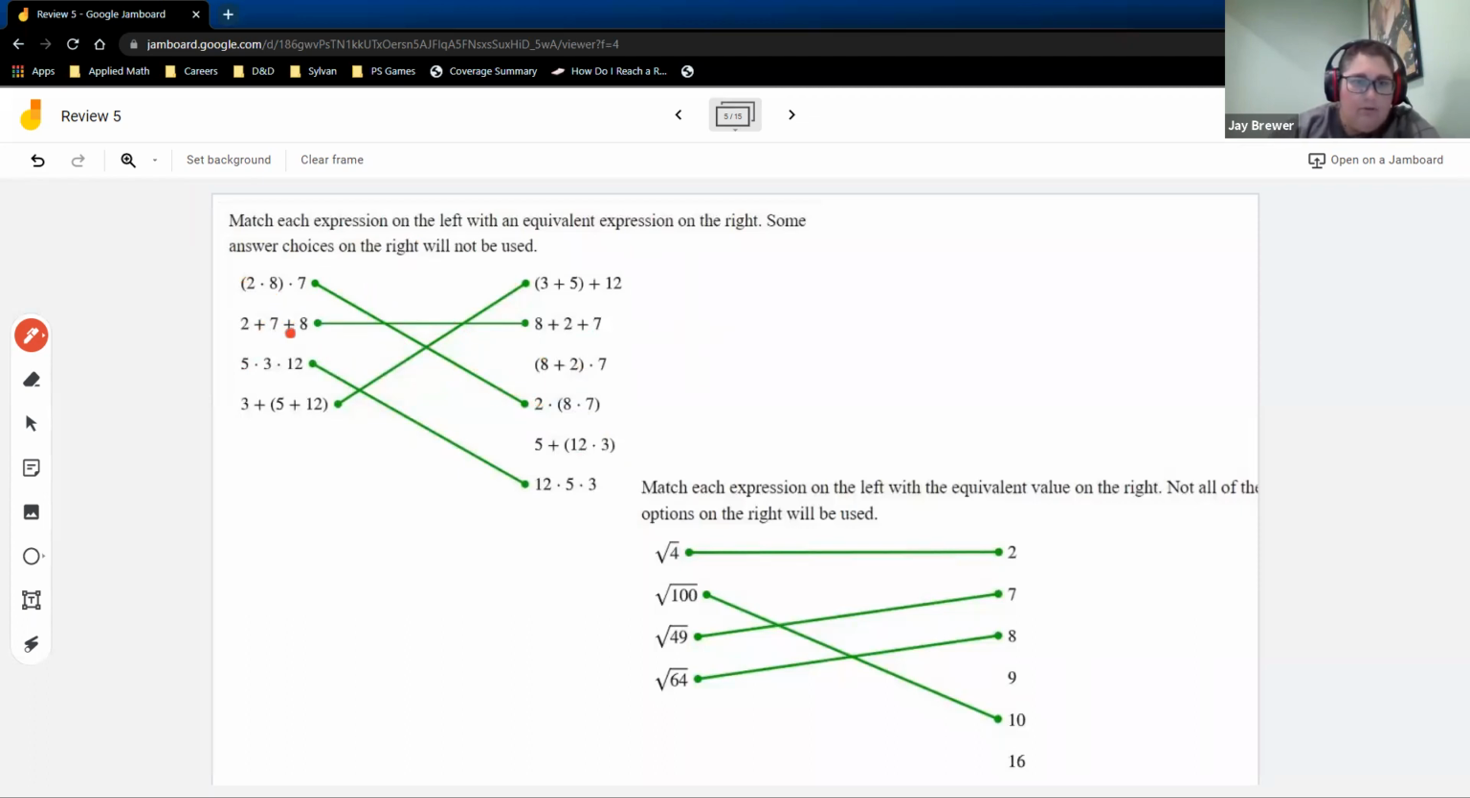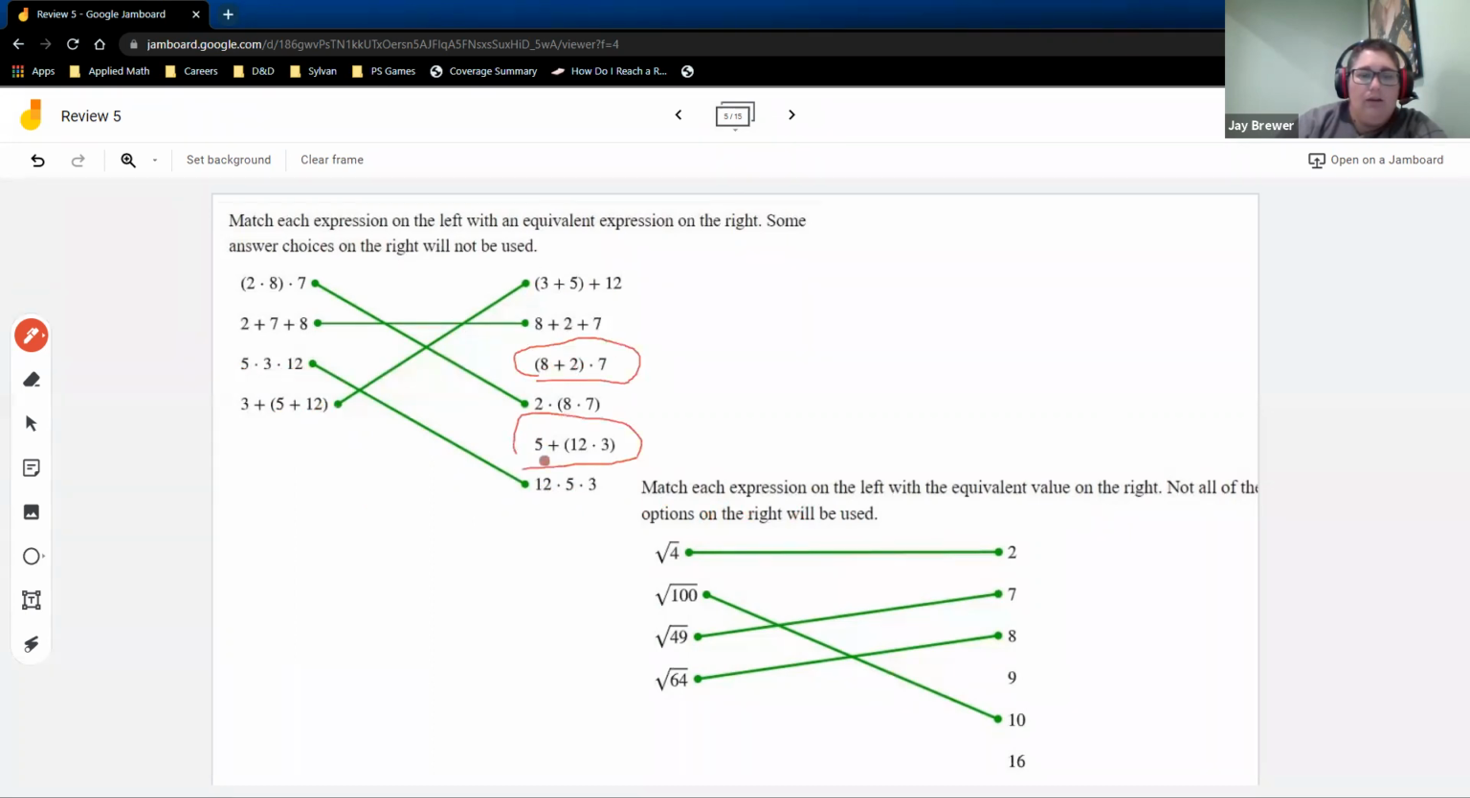Same here with 2 plus 7 plus 8, 8 plus 2 plus 7. Same thing, just a different order. Here they are taking and doing 5 times 3 times 12, and then they're changing it to 12 times 5 times 3. Again, the same. 3 plus the quantity of 5 plus 12 versus 3 plus 5 plus 12. Again, different grouping, but same answers. The 2 not being used, of course, would be this one.